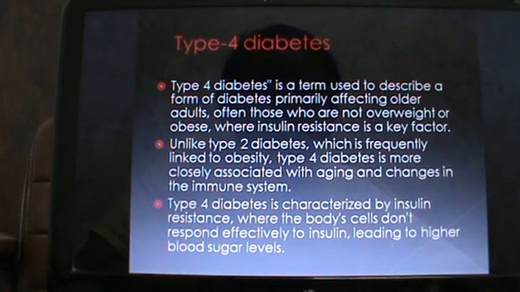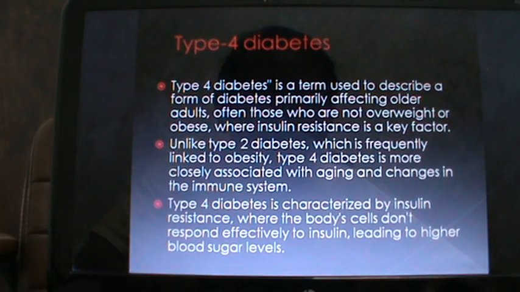Type 4 diabetes. Type 4 diabetes is a term used to describe a form of diabetes primarily affecting older adults, often those who are not overweight or obese, where insulin resistance is a key factor. Unlike type 2 diabetes, which is frequently linked to obesity, type 4 diabetes is more closely associated with aging and changes in the immune system.